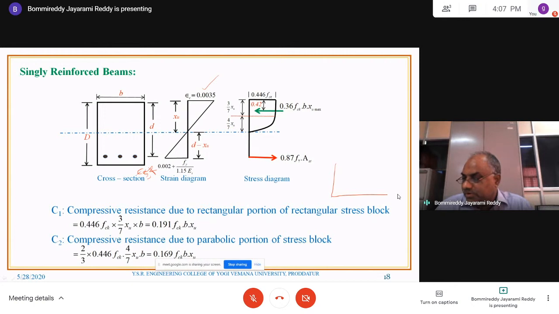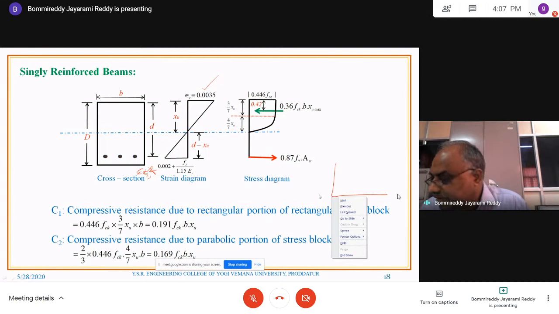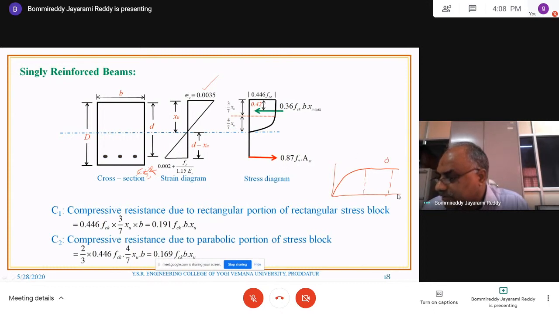what is the final stress diagram? It is varying up to a curve, and afterwards it is a straight line. You know that the final one is 0.45 fck. This is 0.002 and 0.0035. I have already seen this earlier; it is one of the assumptions.